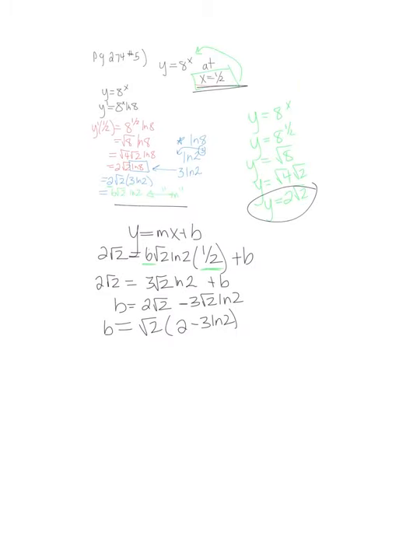Now at this time, I'm basically done. I just need to write that back into my final equation. So y is equal to my m, which was 6 root 2 ln 2 x, and then plus my b, which was root 2 times 2 minus 3 ln of 2. So this is my final answer. That is the equation of the line that is tangent to y equals 8 to the x at the point when x equals 1/2.